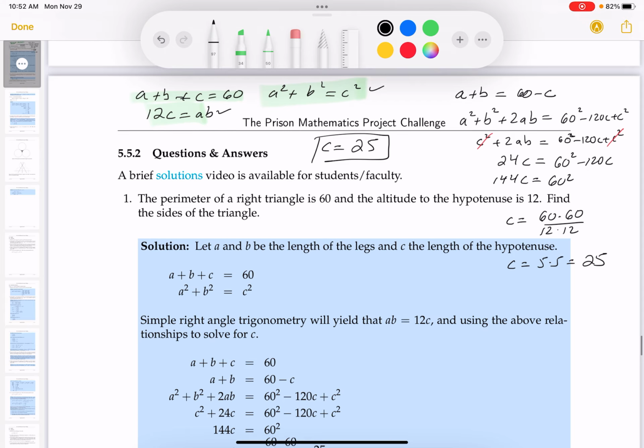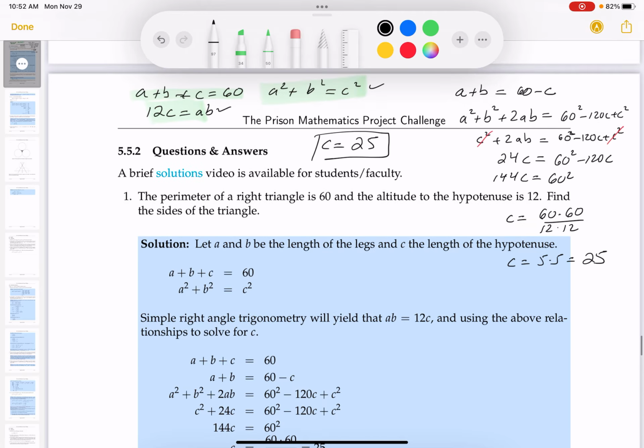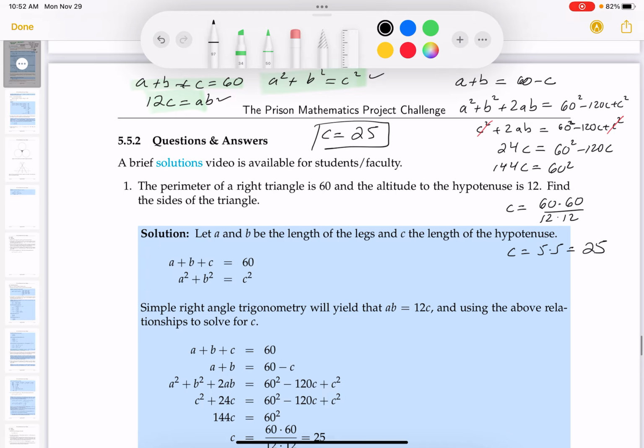All right. So, let's see what we're going to do next then. I've got the stuff right over here. So the question becomes, what are you going to do now to get the other sides? I'm going to write this down again. A plus B is equal to 60 minus C. So A plus B is the same thing as 60 minus 25. So A plus B, 60 minus 25 is going to be 35, right?